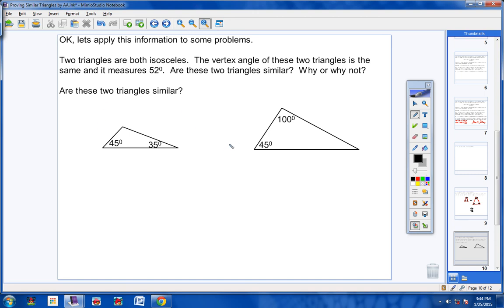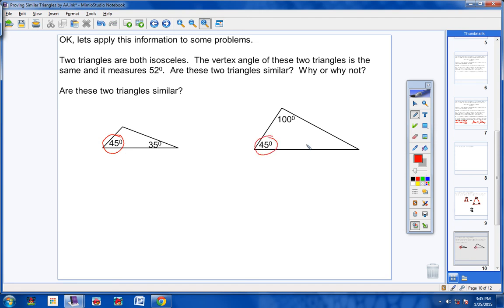Are these two triangles similar? Let's draw a triangle like this that has 45 and 35 degrees for its angles. Then draw a triangle like this that has 45 and 100 degrees. Now, we really don't know for sure yet if these two triangles are congruent. I mean, similar, because I do not have two angles here congruent to two angles over here. I have one angle. This angle here is congruent to this angle here.